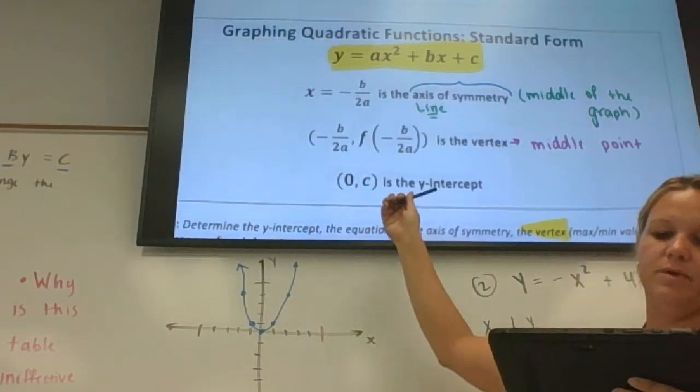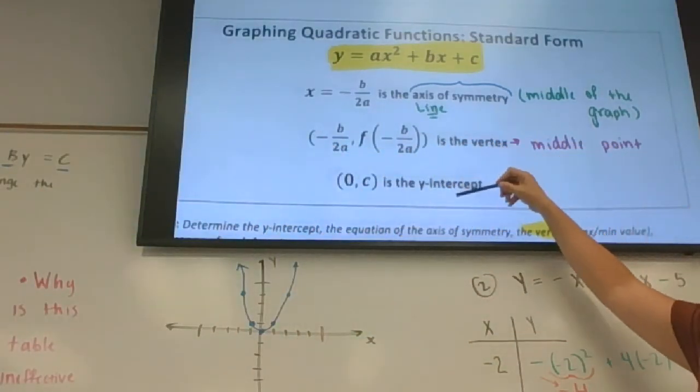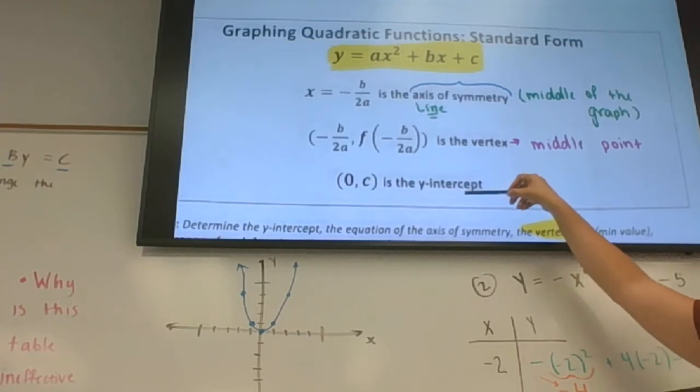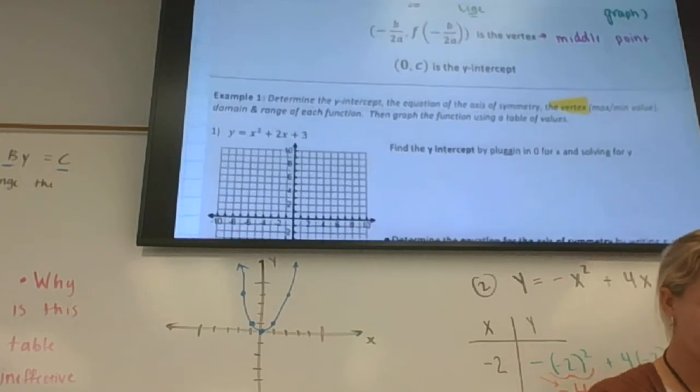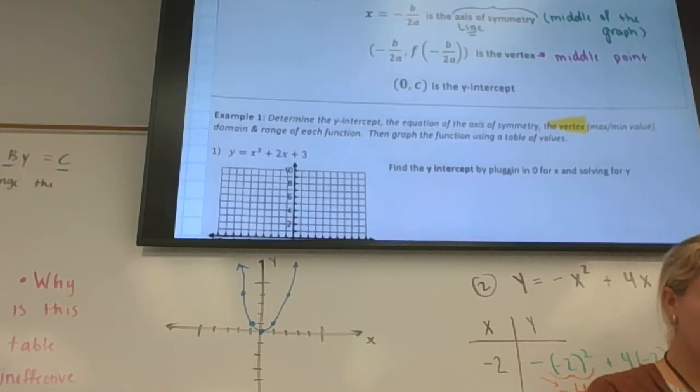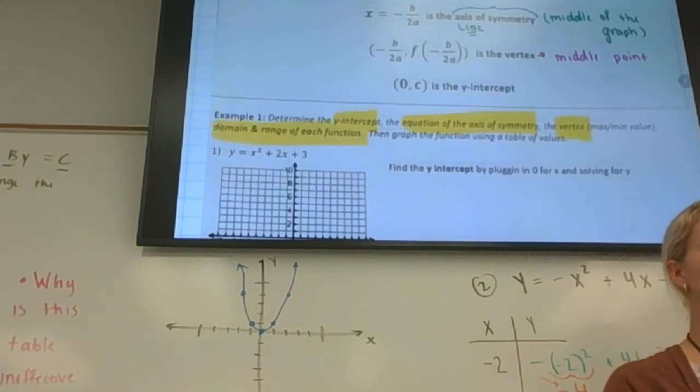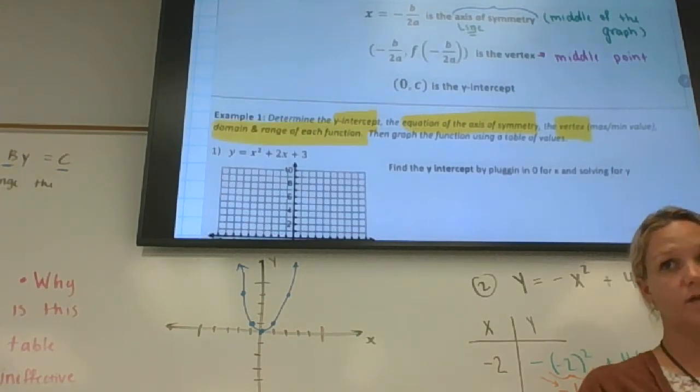The vertex is the middle point, and the last value is the y-intercept. Just like in y equals mx plus b, the last number is the y-intercept. So you have a lot to do when you graph. You need to find the y-intercept. You need to find the axis of symmetry. You need to do the vertex and domain and range. So it's one question, but it has a lot of different parts to it. It takes a while.